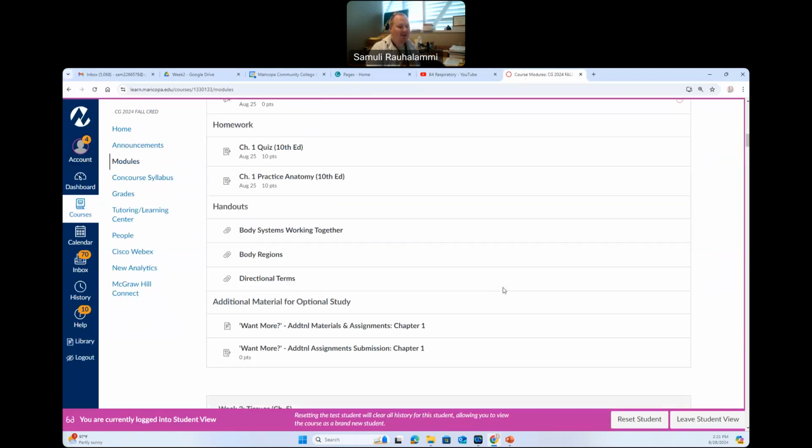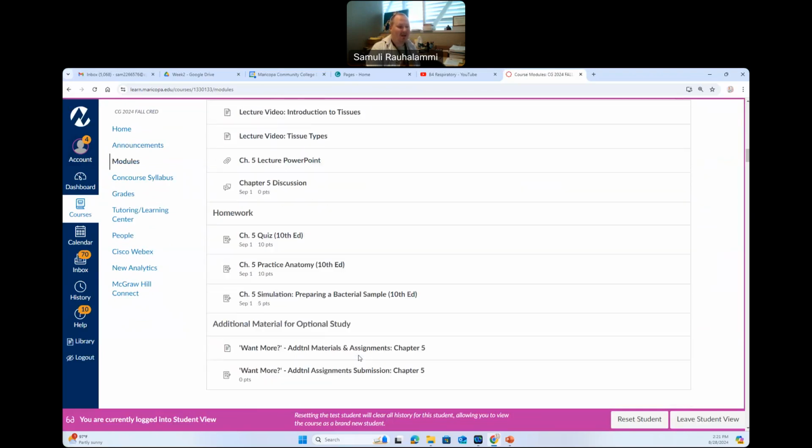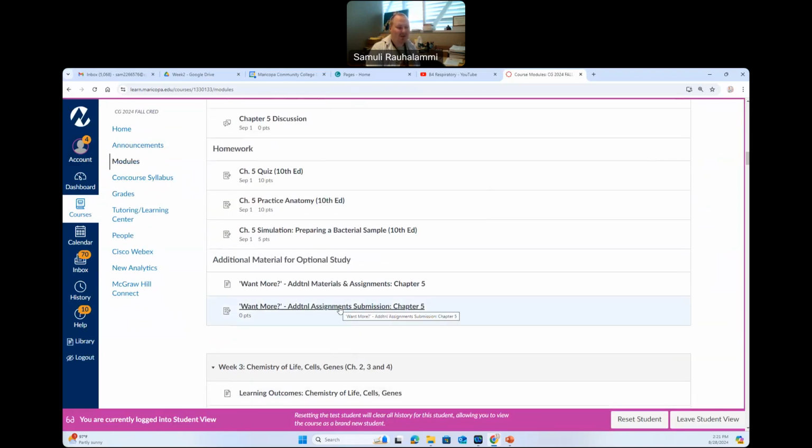Once you have answered one or multiple of those questions, you can submit your Want More assignment response to an area underneath that page. You'll notice there's a symbol that it's an activity, and again, it's an activity that carries 0 points. So you do not need to complete that activity, but if you choose to complete it, then of course you can earn more than 0 points from that.